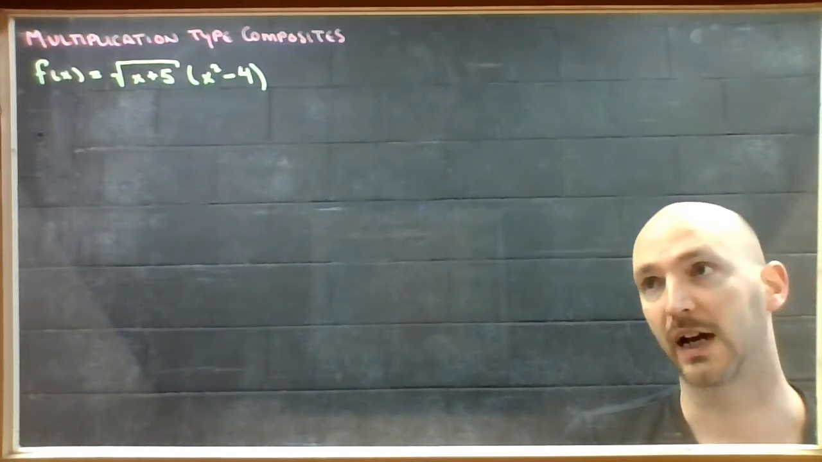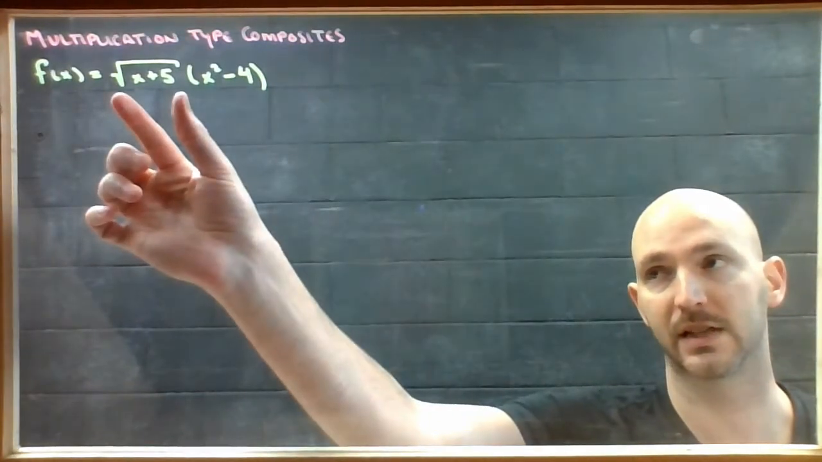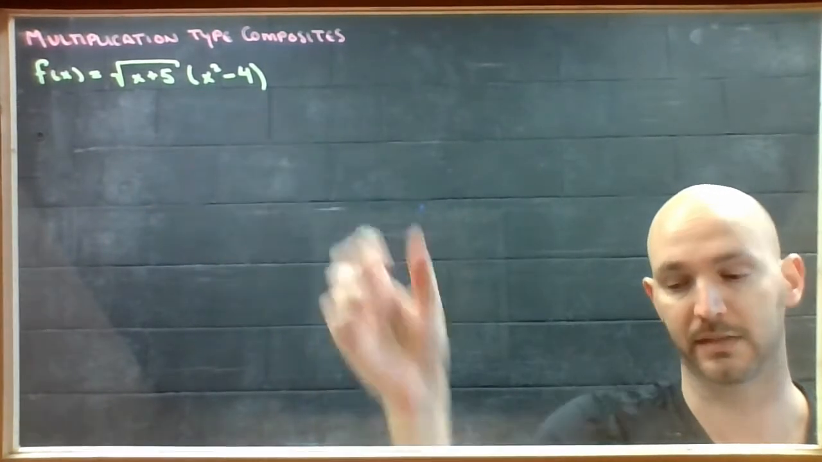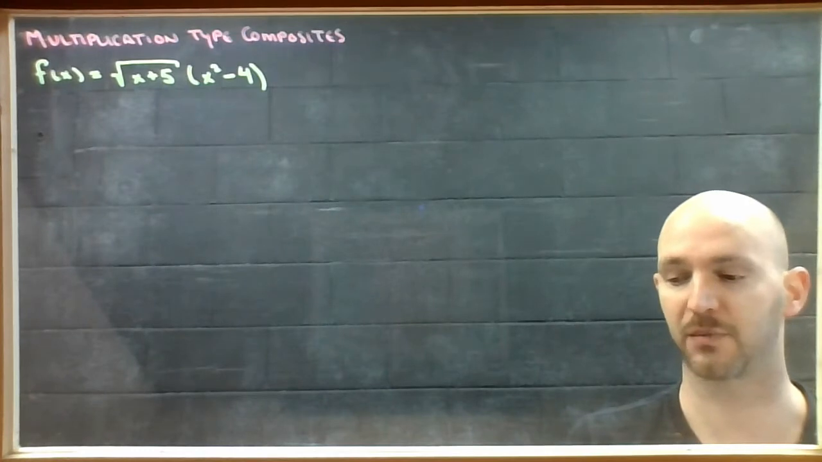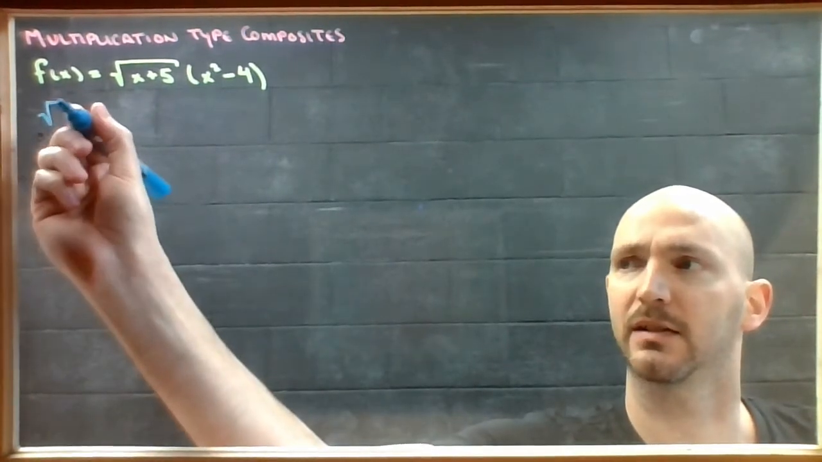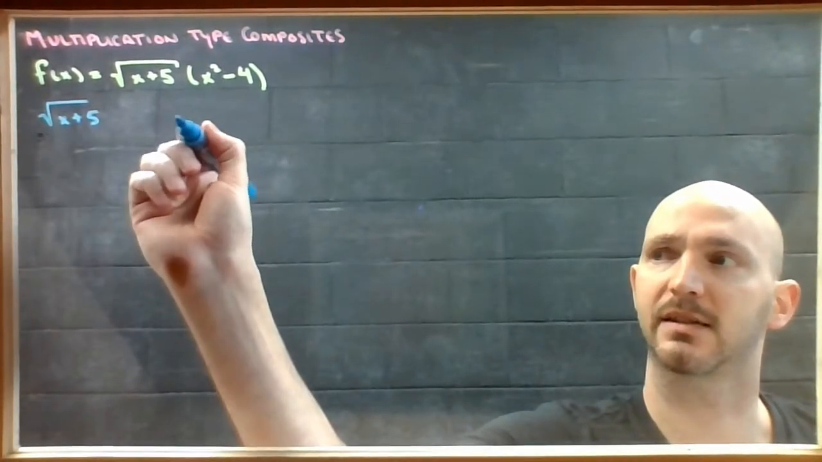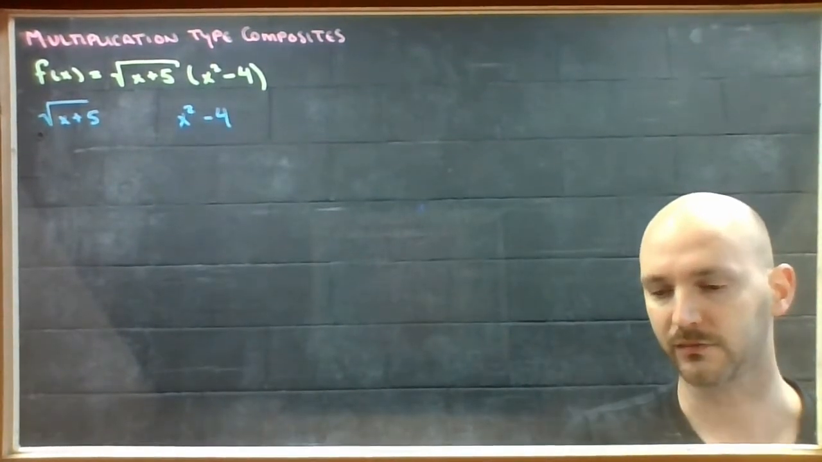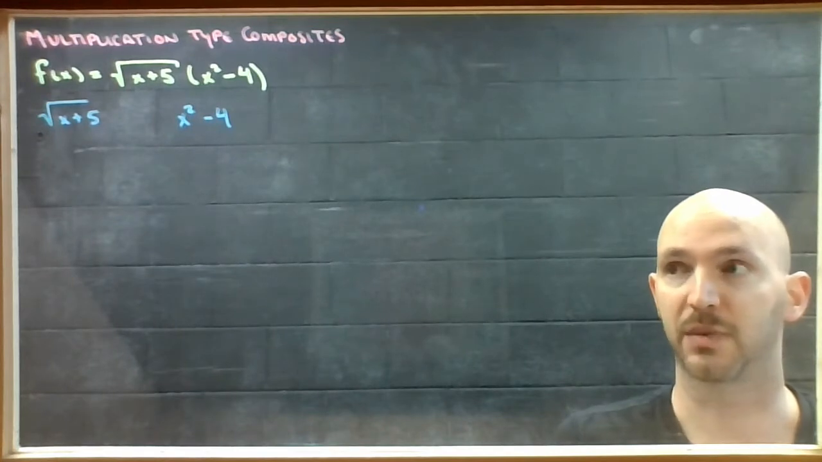So I have this multiplication type composite here, right? I can see that there is a radical multiplying a parabola. So the very first thing in the analysis says write that as two separate pieces. So I have this square root of x plus 5, and I have this x squared minus 4. So those are the two things that I'm going to have to think about.